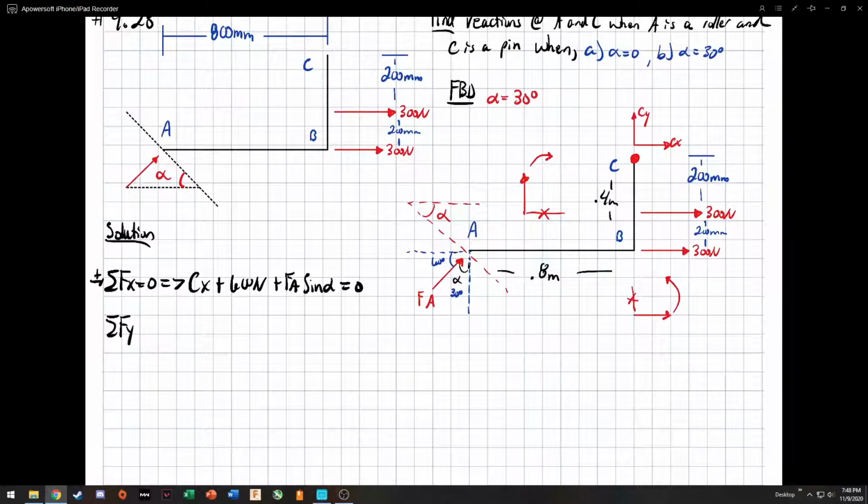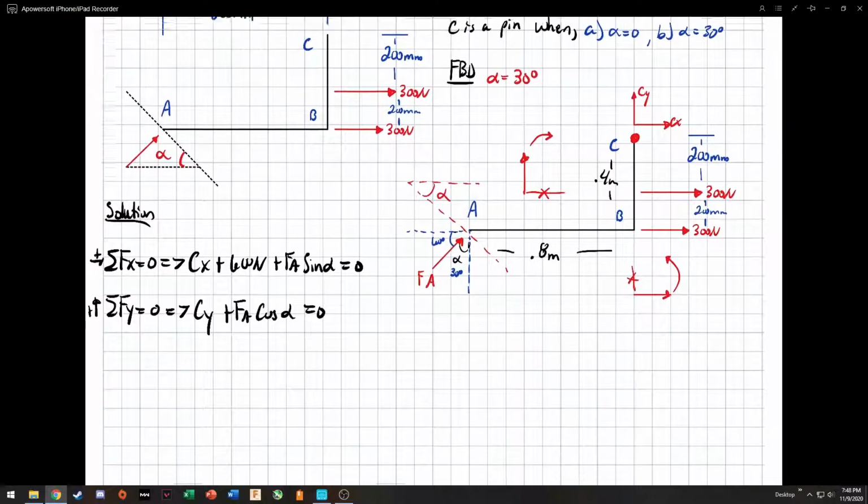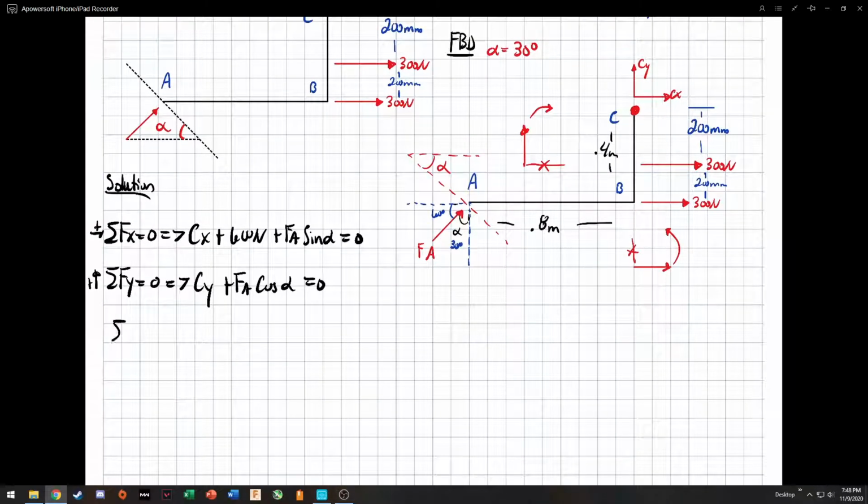Now take our sum of forces in the y equal to 0. We're going to state that positive is up. We have a positive Cy and a positive F_A cosine alpha, all equal to 0. Now we have two unknowns and two equations. We cannot solve for anything right now, so we need to take a moment. We're going to take a moment about the point that's going to take away the most amount of unknowns. So we're going to take it about C, all equal to 0.